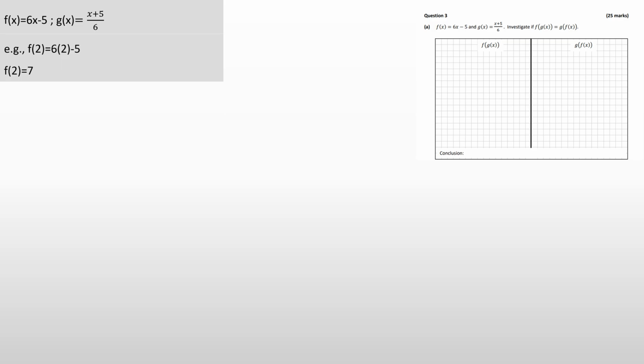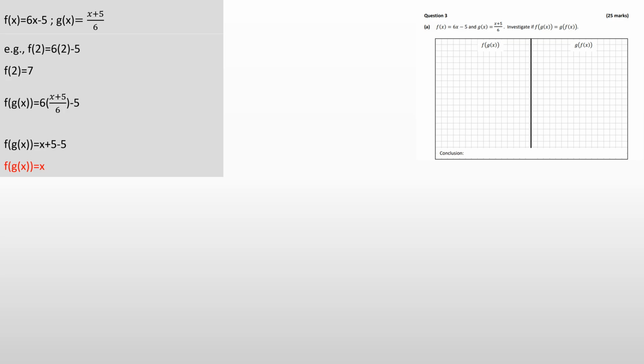So you have to do exactly the same thing, but instead of subbing in 2, we're going to sub in g of x when we see x. So f of g of x is going to be 6 bracket (x plus 5) over 6, minus 5. And then we're just going to simplify that using algebra. So the 6's will cancel, you'll be left with x plus 5 minus 5, which will just give you x. So f of g of x equals x. So that's half of that question done.